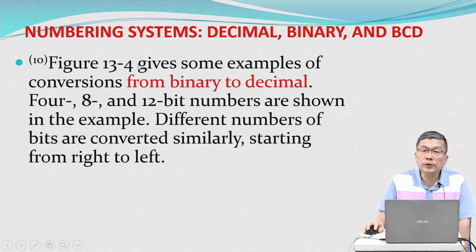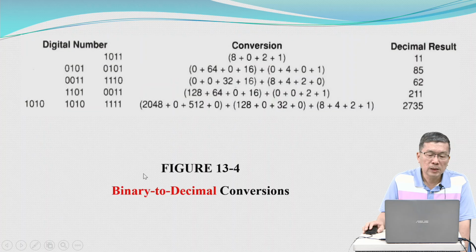Figure 13.4 gives some examples of conversion from binary to decimal. 4, 8, and 12-bit numbers are shown in the example. Different numbers of bits are converted similarly, starting from right to left. Binary to decimal.